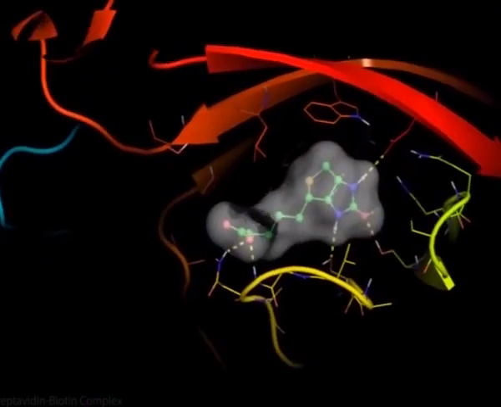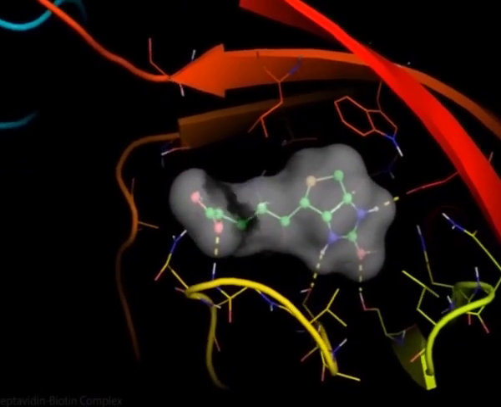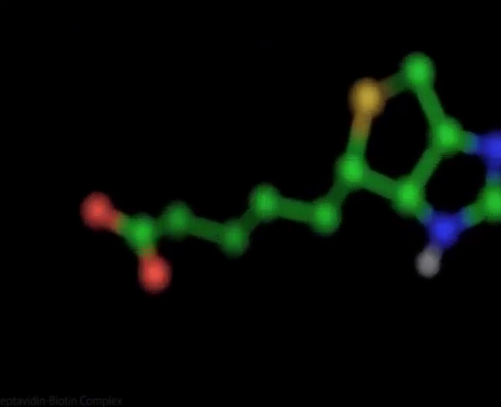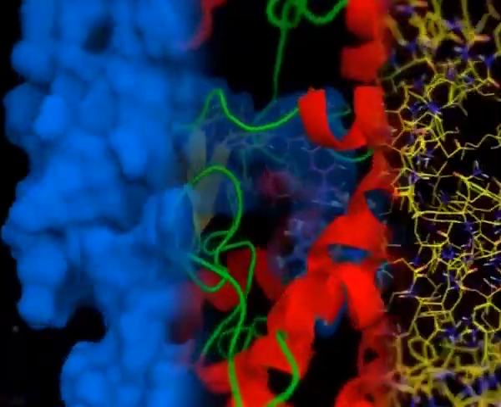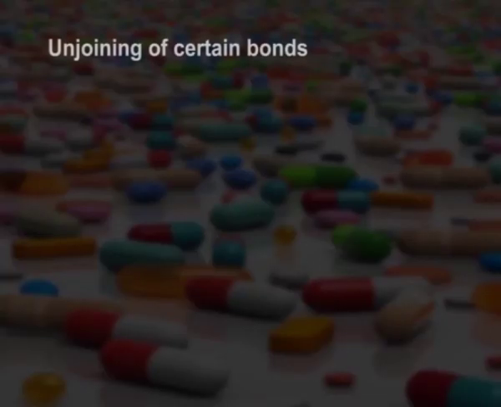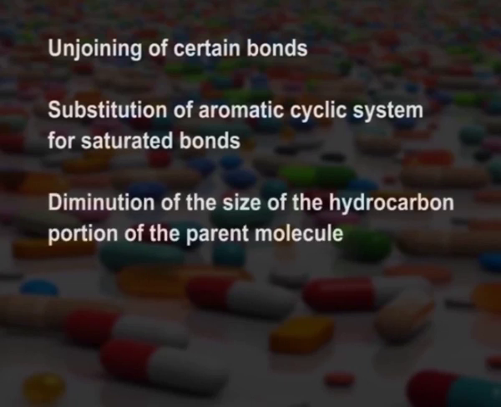This process aims at providing the compounds with retention of activity but removing the unwanted side effects. The method of disjunction is usually employed in three different manners, namely unjoining of certain bonds, substitution of aromatic cyclic system for saturated bonds, and finally diminution of size of hydrocarbon portion of the parent molecules.